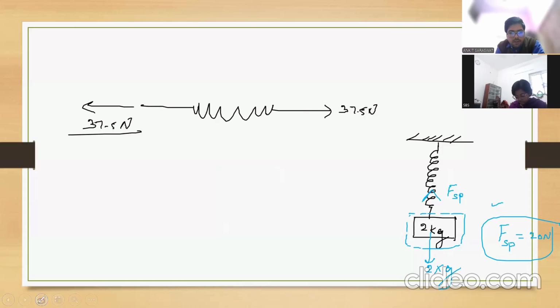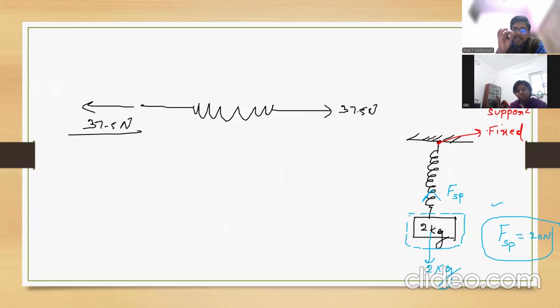Now if you look at this diagram, here is the fixed support. Where is the fixed support? This is the fixed support. It is fixed, it is not moving. Now if I ask you one question, if you draw the free body diagram of this fixed support, then how will you draw it, like you have drawn for this block?